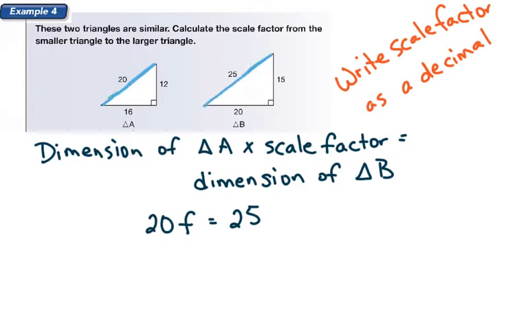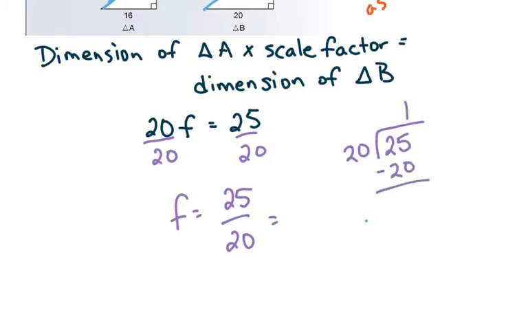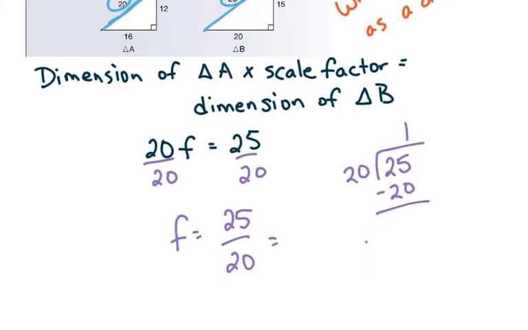And I'm going to use f for scale factor. So 20 times f equals 25. So I got the 20 here, the 25 on its corresponding line. And when we solve for f, we find our scale factor. So we're going to divide both sides by 20. So that tells me that f equals 25 over 20. And then I want to know how many times 20 will go into 25. And if you noticed, we write scale factor as a decimal.